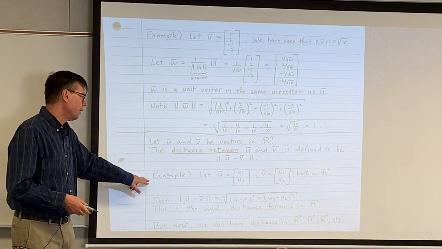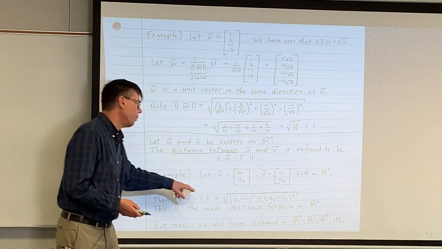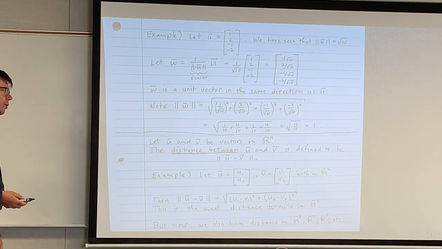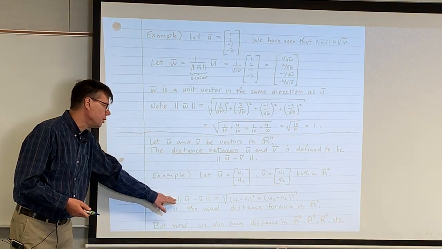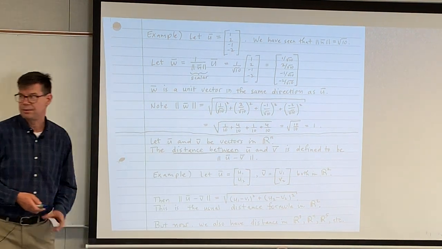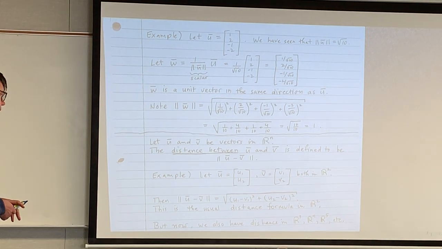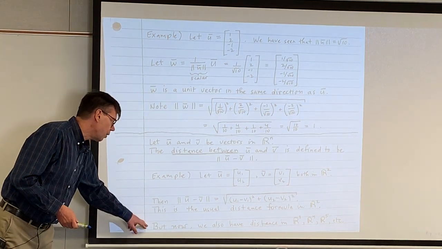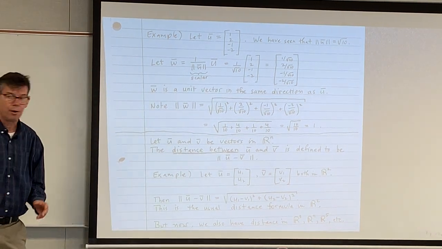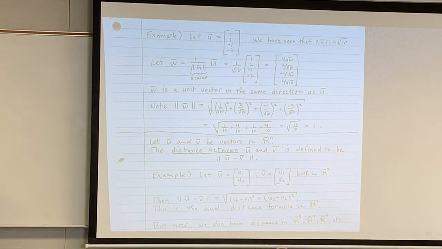And so there's a simple example there from R2, a general situation from R2, u and v are vectors in R2. This distance between u and v just comes out to be the distance formula in R2 that I'm going to be talking about in my pre-calculus class today, so same thing. Now we also have distance in R3, R4, R5, all the way up to whatever.